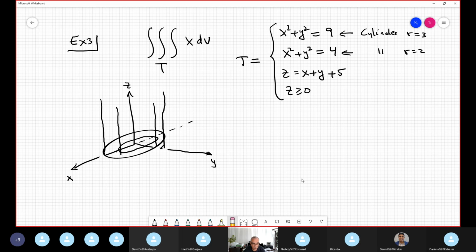And the roof of this, I suppose, is bounded by the plane. This is the plane, no? And this plane, I have no idea. Let me see. Okay, suppose that x is 0 and y is 0. Then z is 5. Okay, so something like that. Let me extend a little bit this axis.